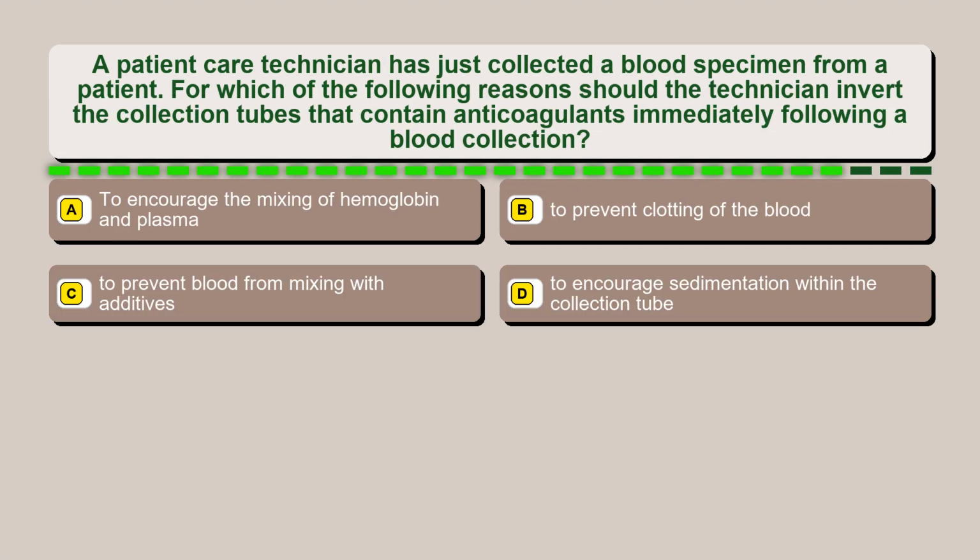Question 75. A patient care technician has just collected a blood specimen from a patient. For which of the following reasons should the technician invert the collection tubes that contain anticoagulants immediately following a blood collection? Option A. To encourage the mixing of hemoglobin and plasma. Option B. To prevent clotting of the blood. Option C. To prevent blood from mixing with additives. Option D. To encourage sedimentation within the collection tube.